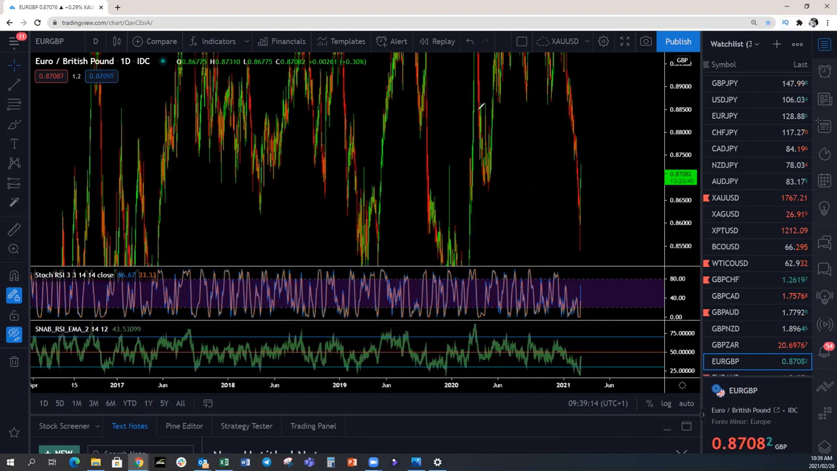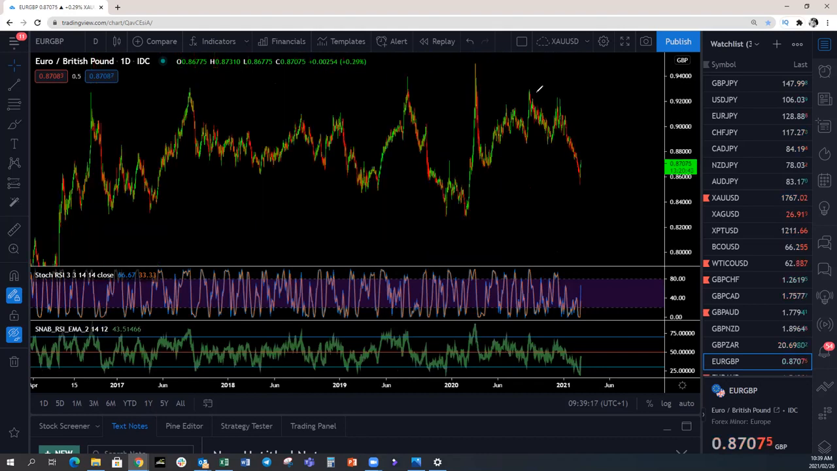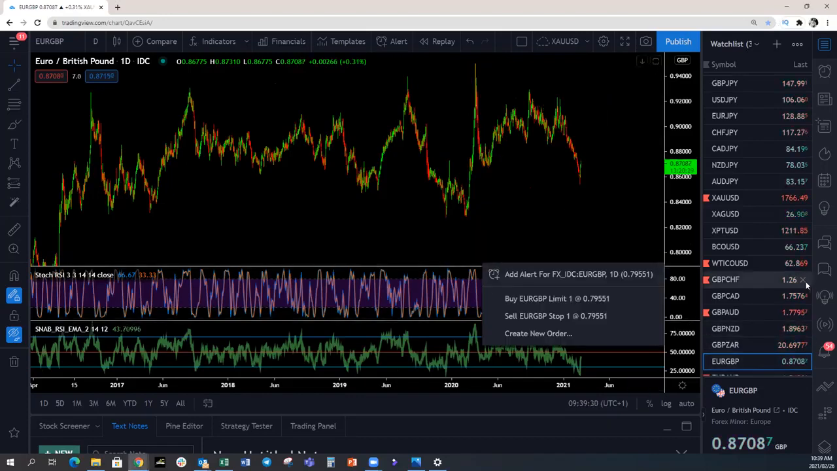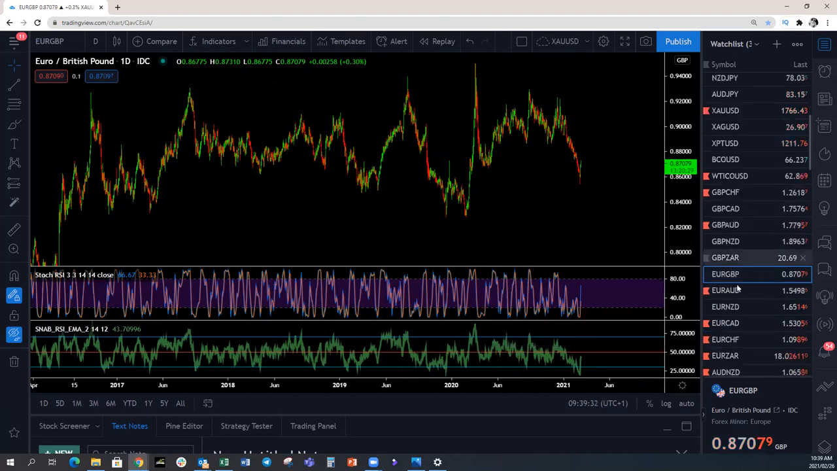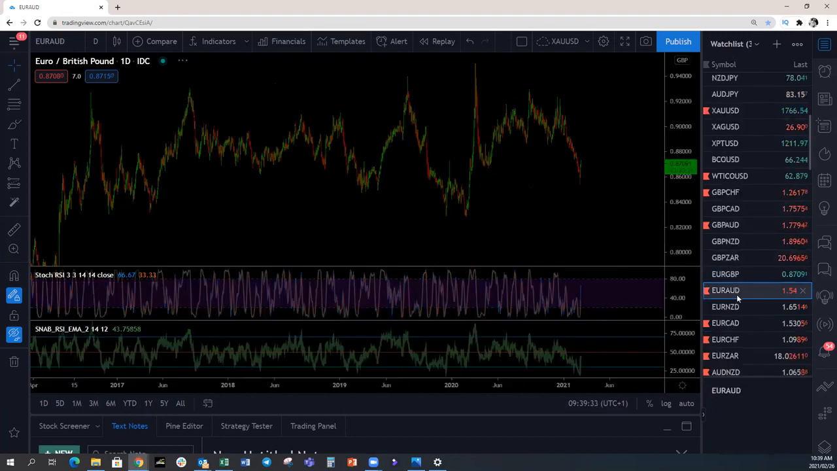All right, so this is the structure on euro pound. Is this going to play out, and are we going to start seeing the euro pound push up higher? That means most of the pound pairs are going to now give us the pullbacks. Euro Aussie, bounce on all the euro pairs. We're getting a bounce on all the euro pairs. Let's have a look.